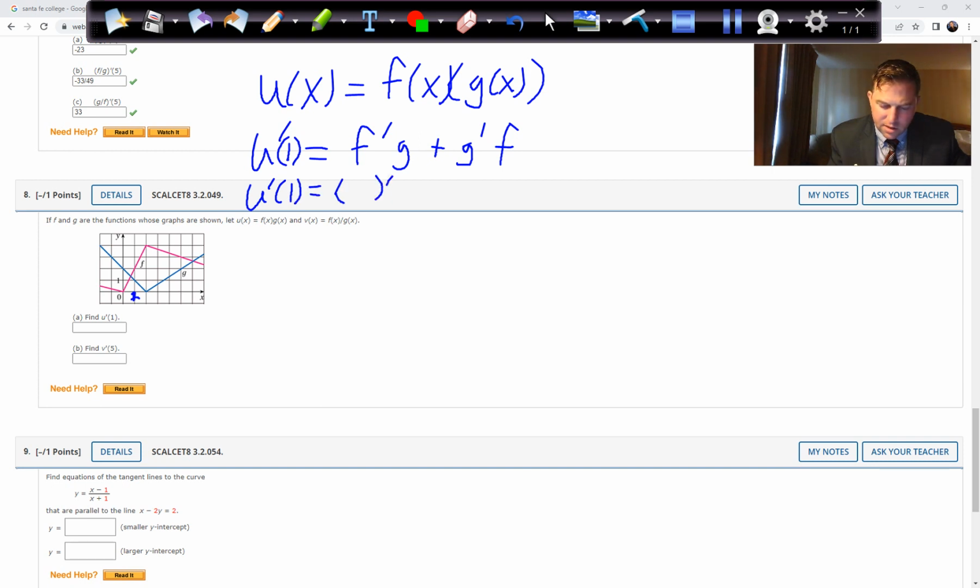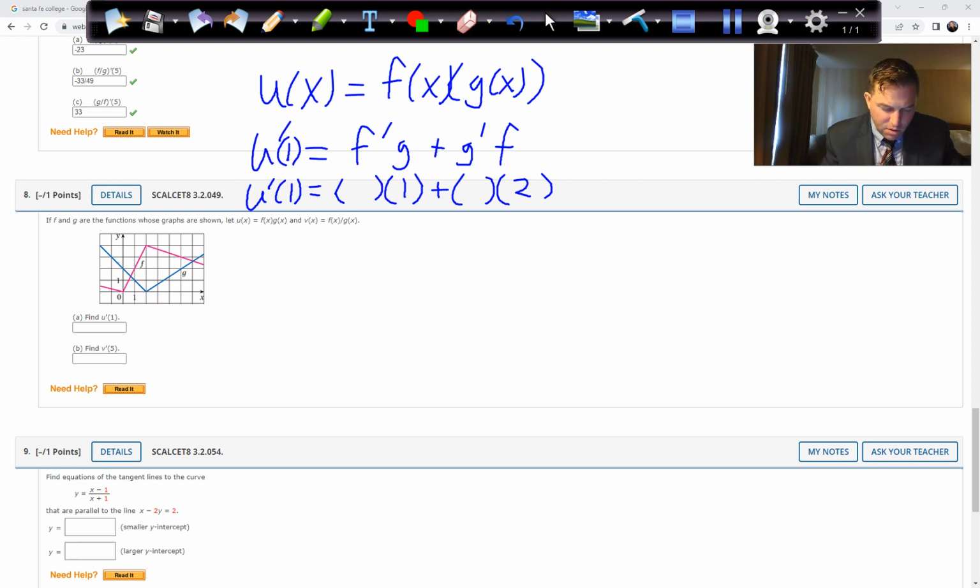not sure yet. G at 1 would be the blue line, and it's the y value right here, which would be also 1. G prime, we're not sure. What about f? F at 1 would be this purple line, and the y value is 2. So that's the easy part. The hard part's getting the slopes from these lines.